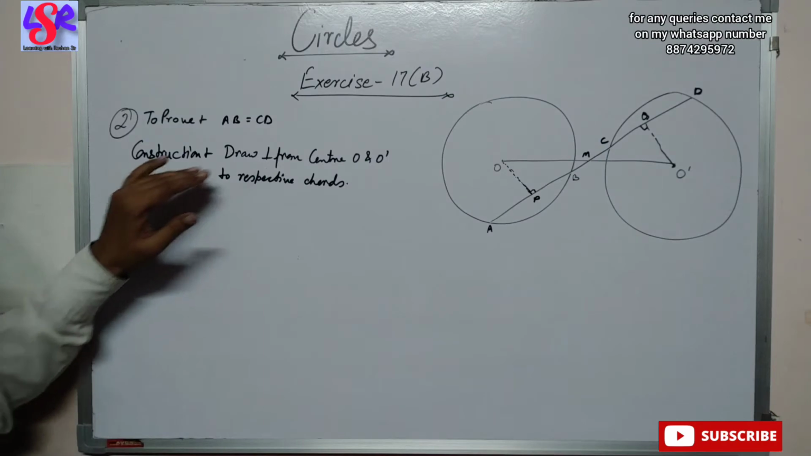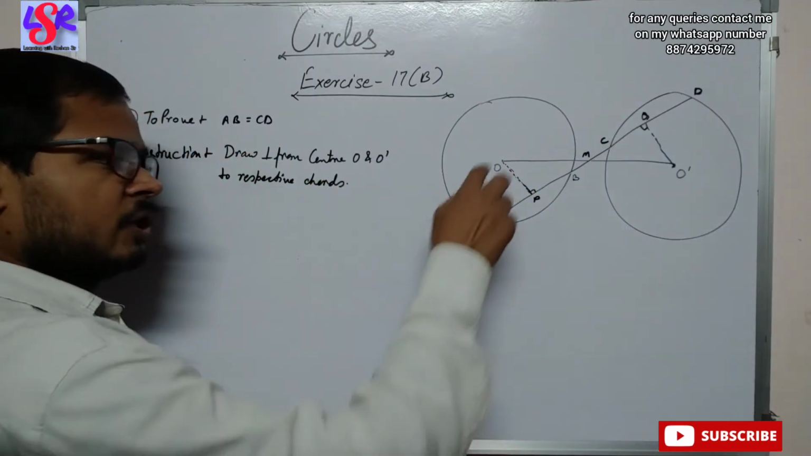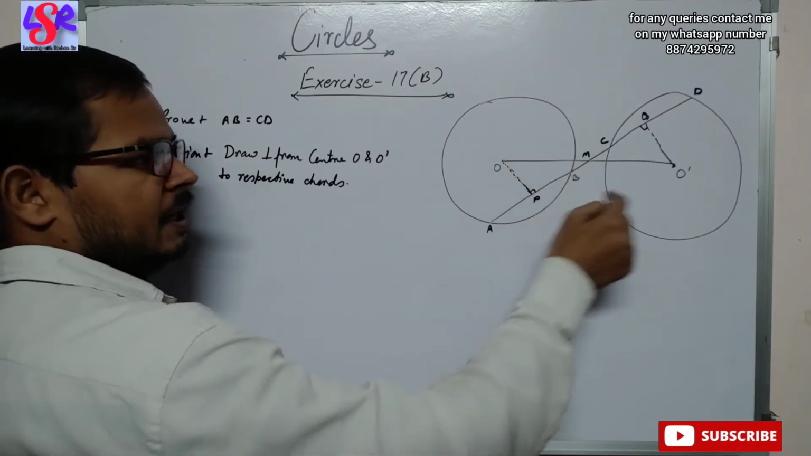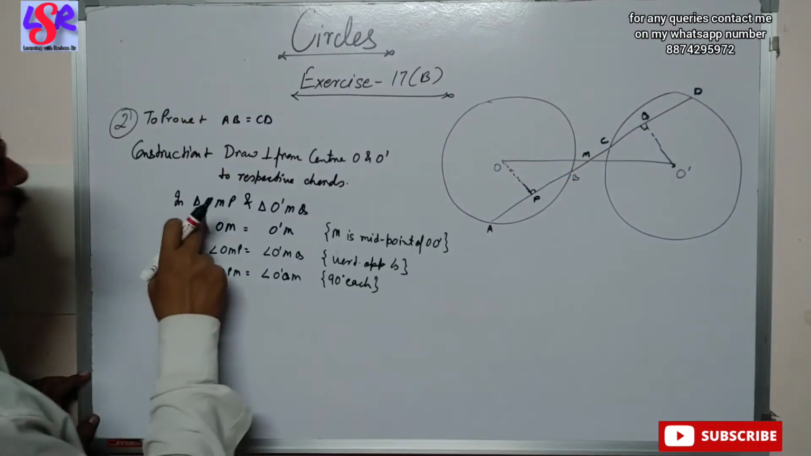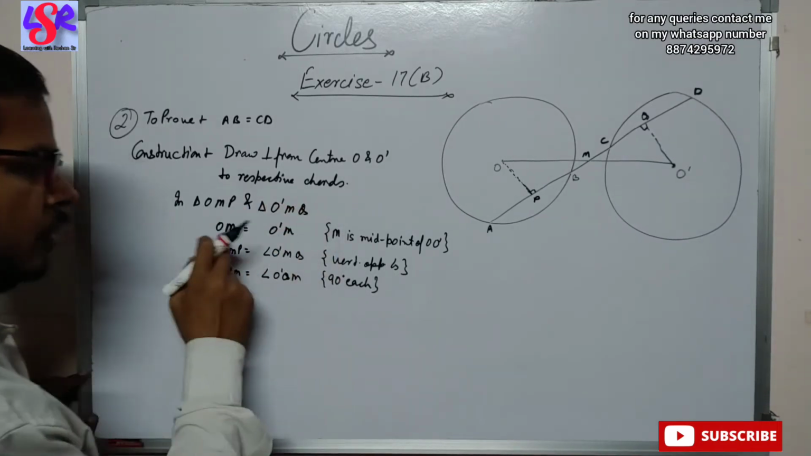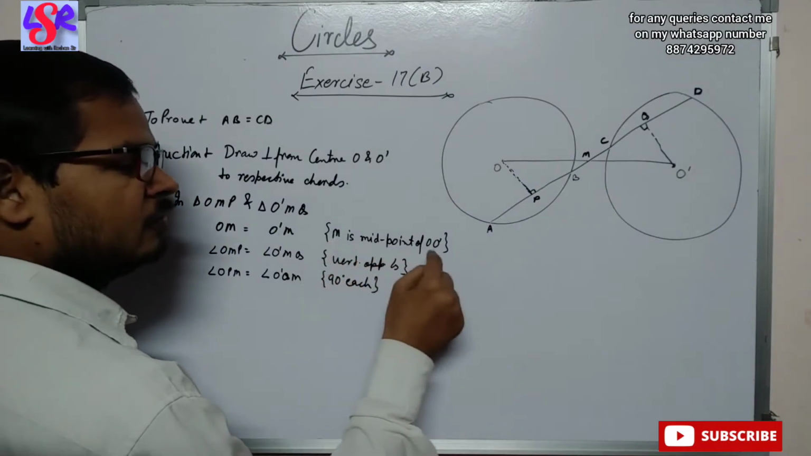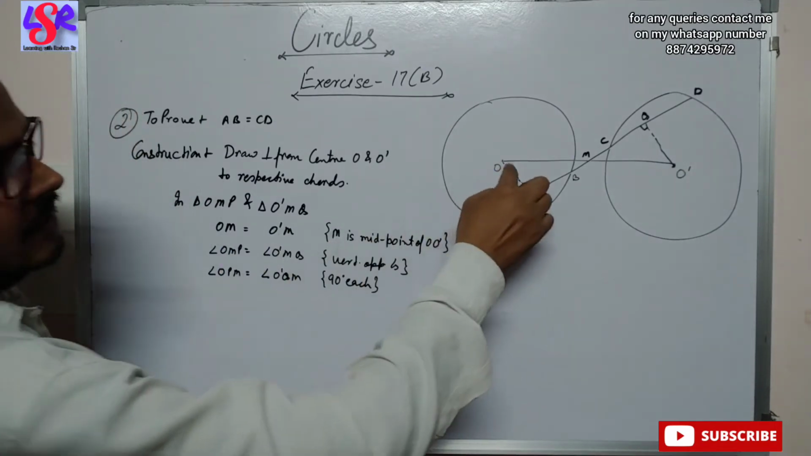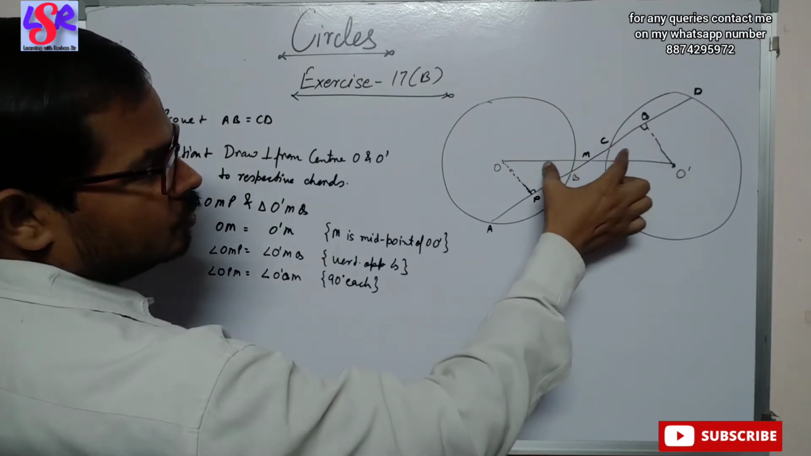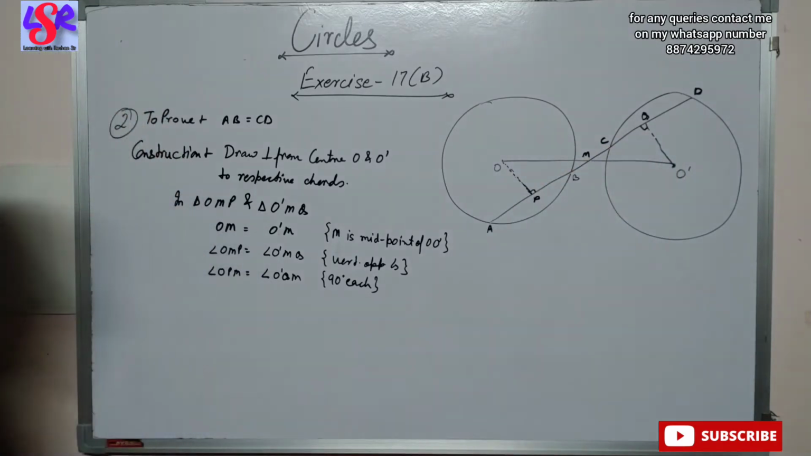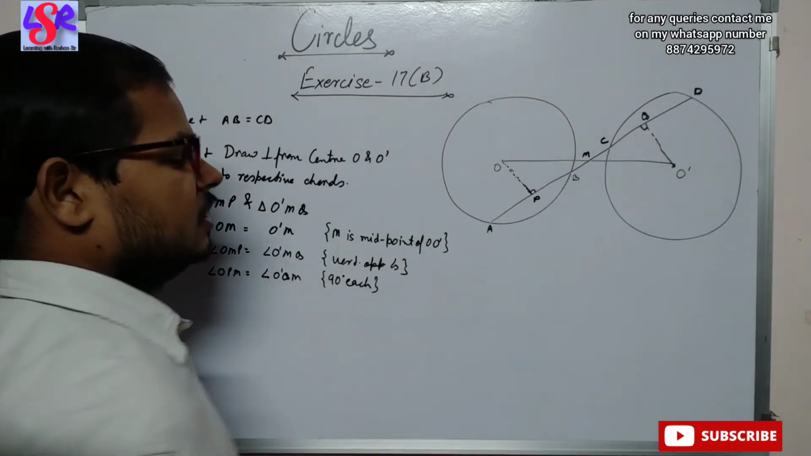So in construction, we have to draw perpendiculars from O and O dash to their respective chords. Now we are going to take triangle OMP and triangle O dash MQ. Here in triangles OMP and O dash MQ, OM equals O dash M, as M is the midpoint of O and O dash, and angle OMP is equal to angle O dash MQ, as these both are vertically opposite angles. Now the last, this angle is equal to this one, as they are both 90 degrees each.